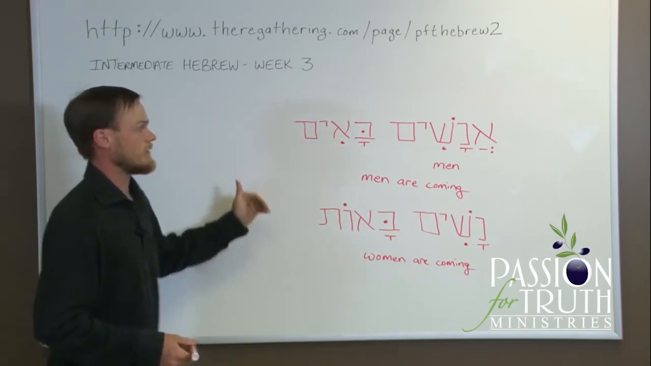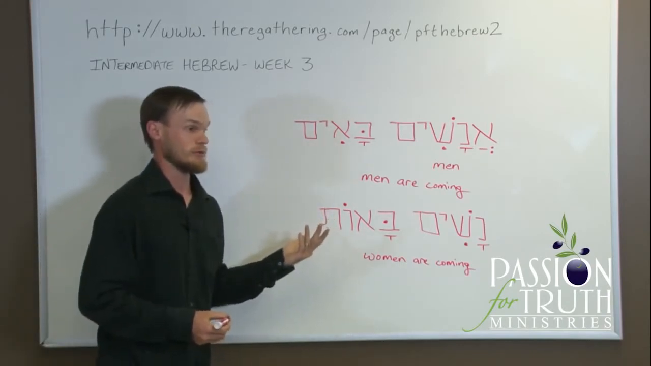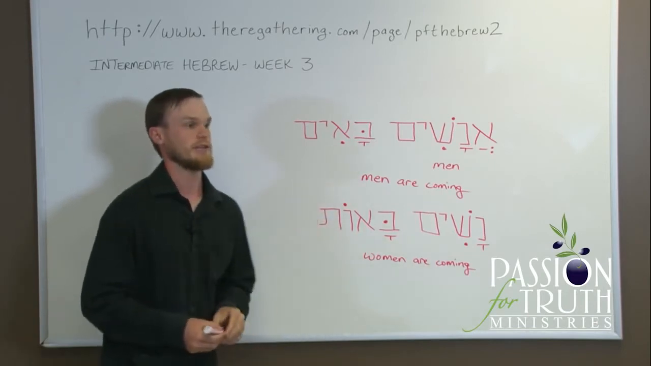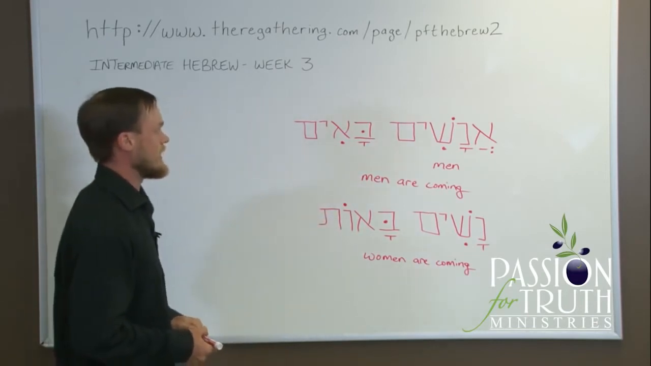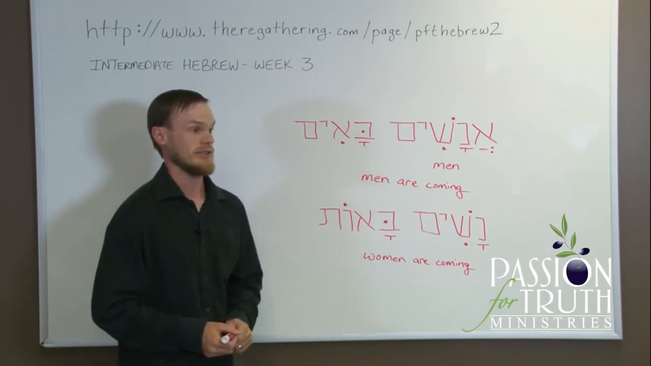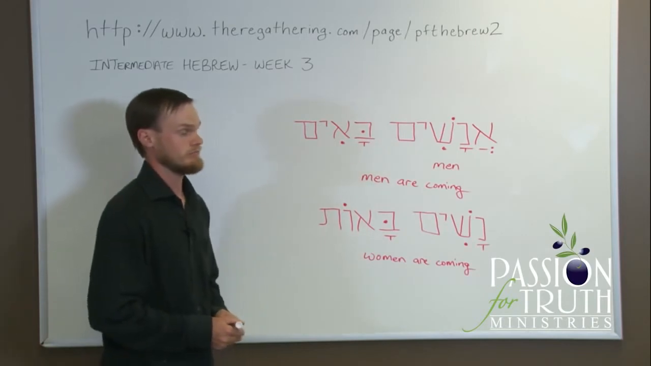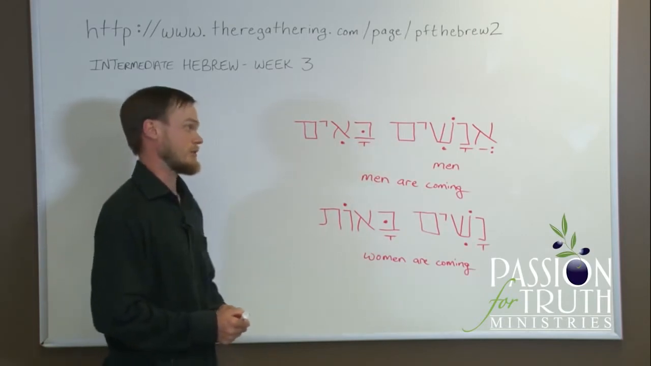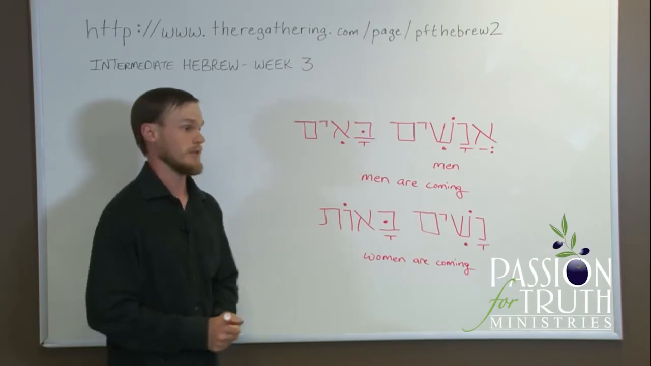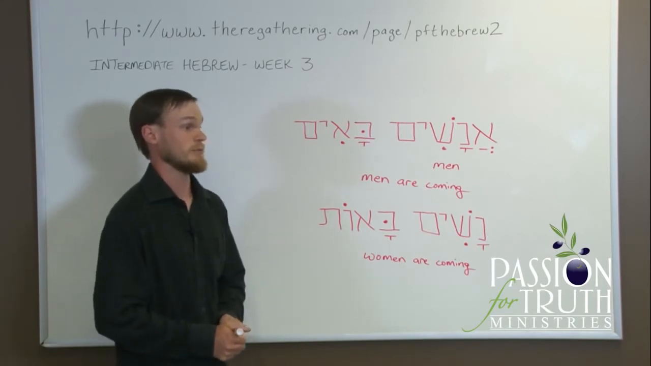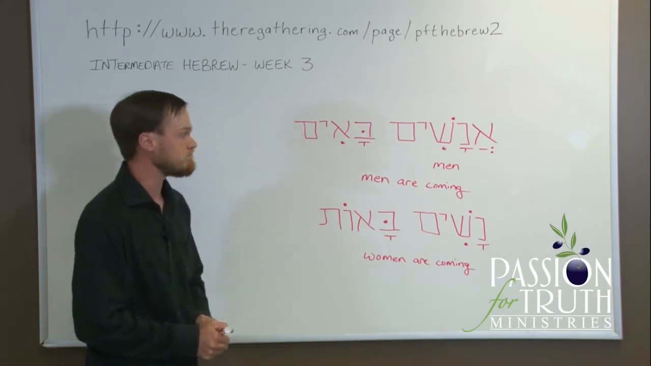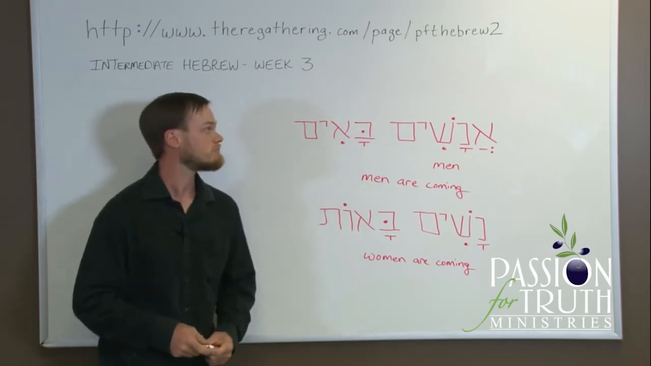So from this, we can derive a rule concerning verbs, or concerning present tense verbs anyway, which is that verbs have to match their subjects in gender and in number. Okay, a masculine subject must take a masculine verb. A feminine subject must take a feminine verb. A plural subject must take a plural verb.